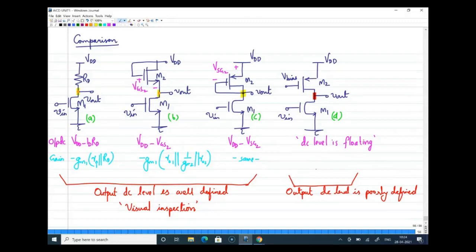Now talking about the gain, you can see there is a difference in gain compared to all the three previous circuits. The gain is minus gm1 into ro1 parallel to ro2. So what I want to say here is the output DC level of this circuit, when you have two drains tied together, is not a well-defined output DC level. It is poorly defined because there is no resistor directly fixing the output DC, and no transistor's VGS directly fixing the output DC. Is that clear? Any questions here? Are you guys with me?